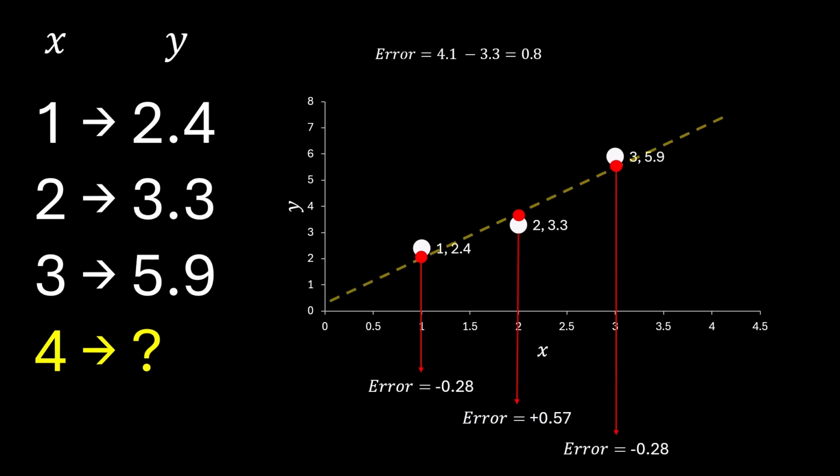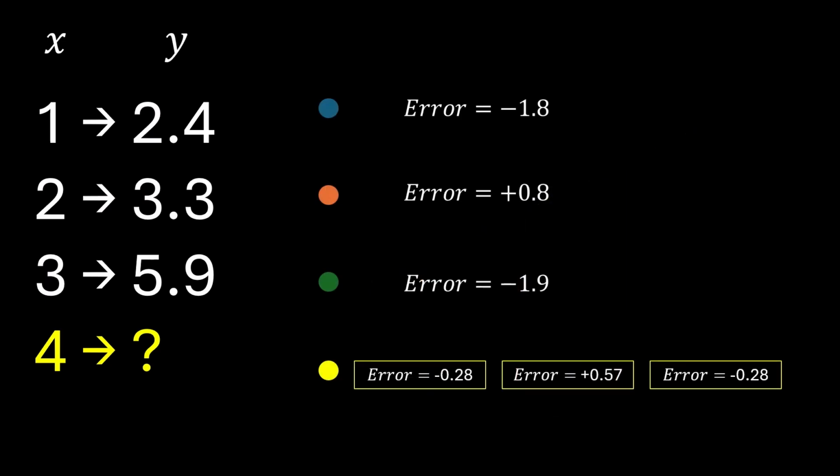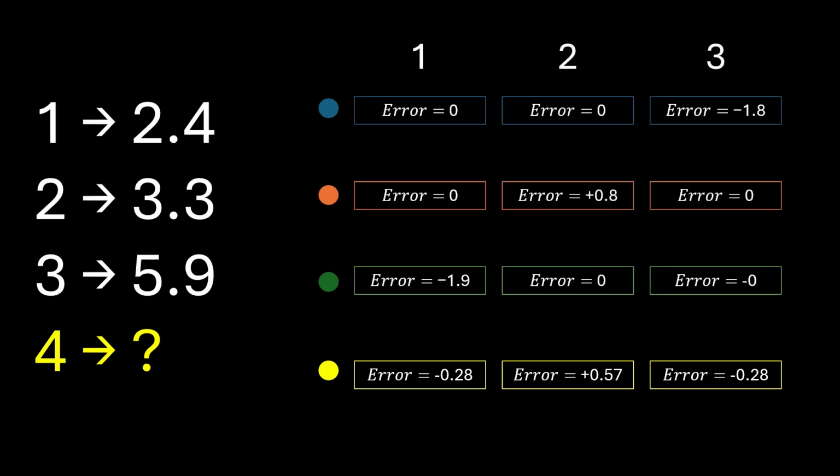Let's call it the yellow line. Now we have 4 solutions, each with error values. Since the yellow line has errors at all 3 points, we cannot directly compare it with the other lines. We need a single value representing the overall error for each solution. One way to do that is to measure the error at each point for every line. For example, the blue line touched points 1 and 2, meaning it has 0 error at those points, but it has minus 1.8 error at the third point. Similarly for the other lines. But still, we don't have a single value that we can use to compare these 4 solutions and decide which one is actually the best solution.